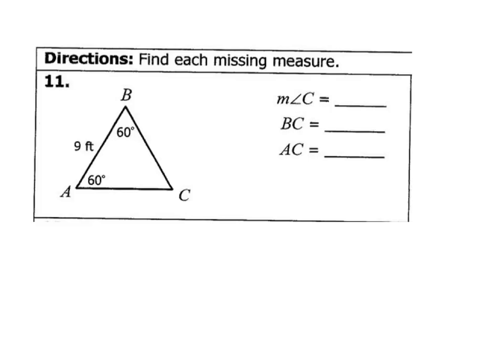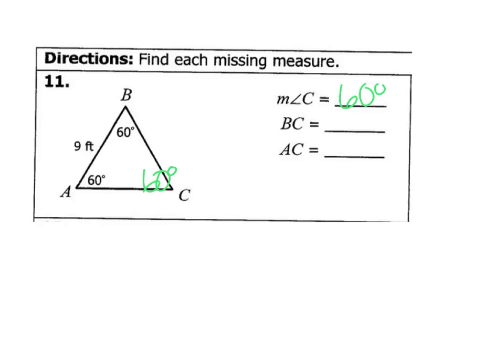All right, so we want to find each missing measure. First, we want to find the measure of angle C. We know right off the bat this one has to be 60, because 180 divided by 3 is 60. So in an equilateral triangle, all of the angles measure 60. If it's equiangular, it's equilateral, and all the measures are 60 degrees. So the measure of angle C is 60 degrees.